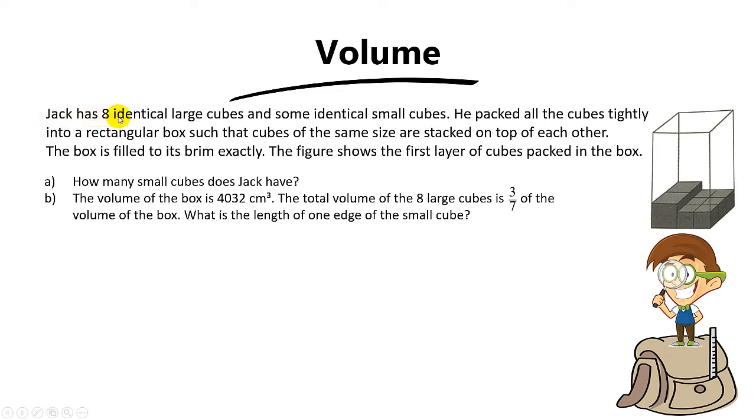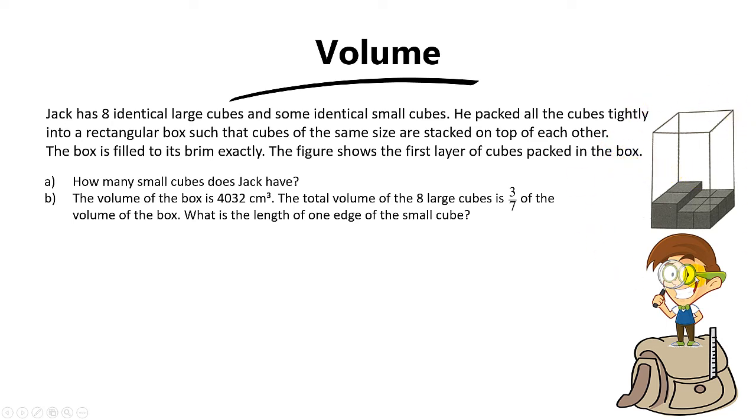Jack has 8 identical large cubes and some identical small cubes. He packed all the cubes tightly into a rectangular box such that the cubes of the same size are stacked on top of each other. The box is filled to its brim exactly. The figure below shows the first layer of cubes packed into the box. Okay, so can you understand the question?